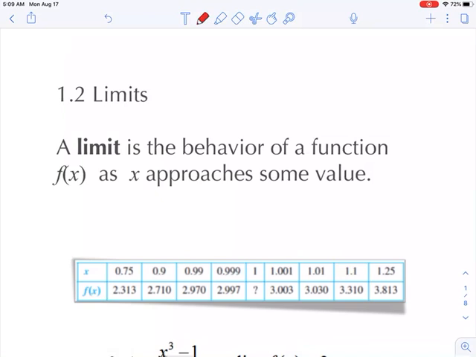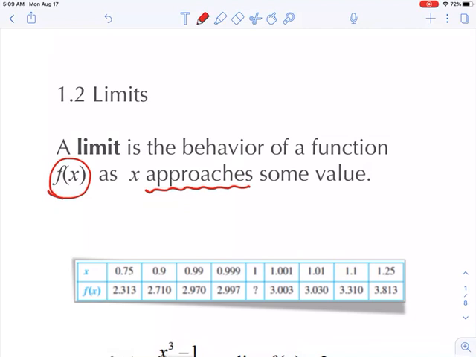All right, so a limit is the behavior of a function as x approaches some value. The key word here is approaches. So we're looking at what our y value is doing as x approaches some value. We're getting closer and closer to a value, but not necessarily getting all the way there.